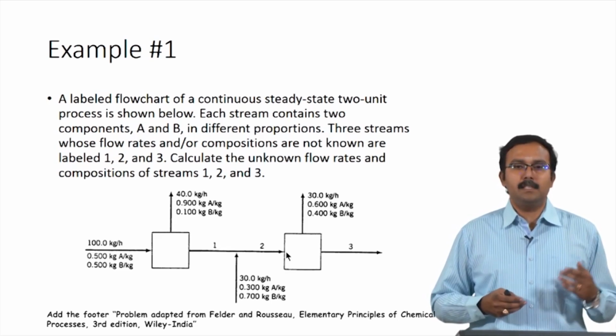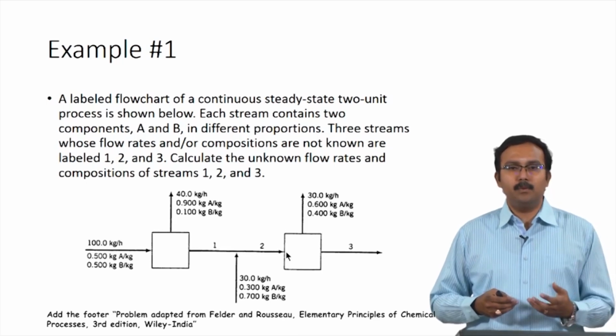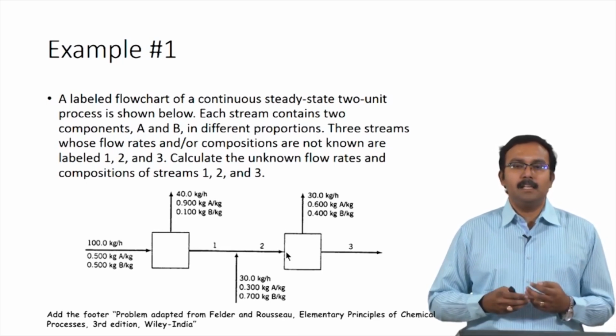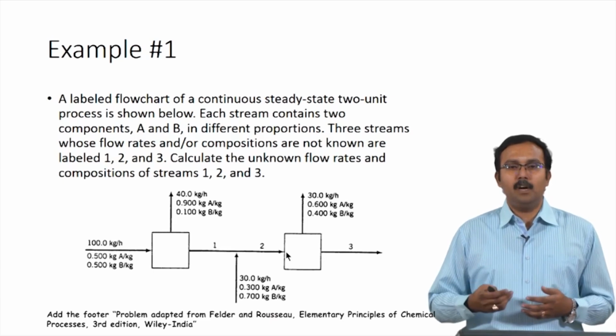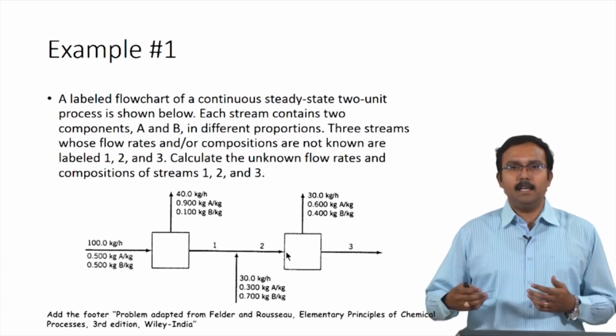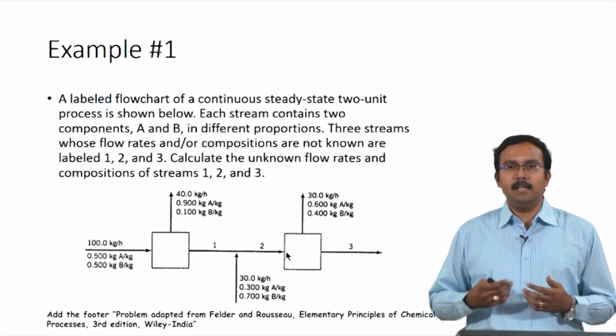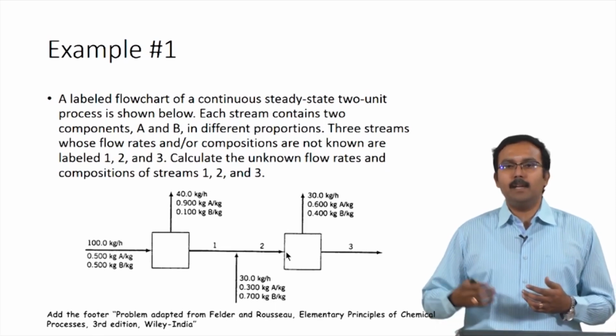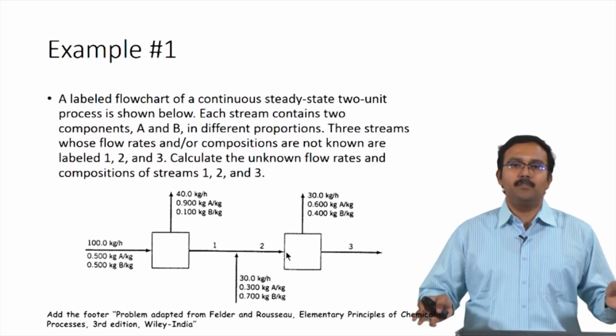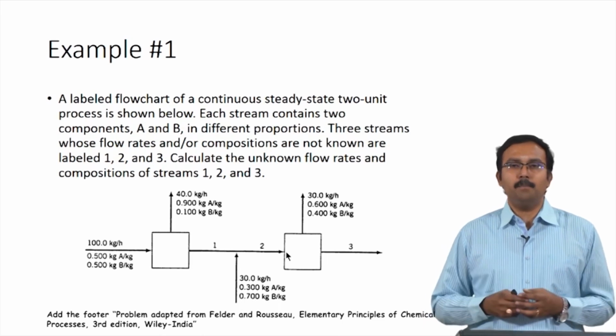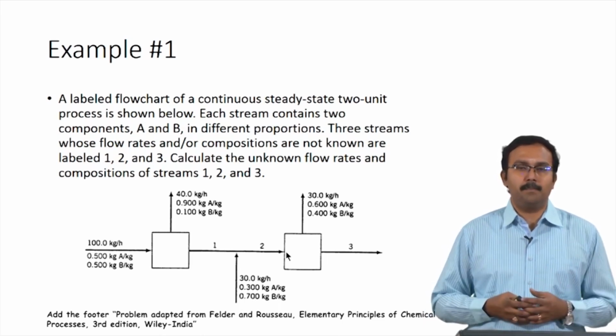Now, this process has one input which enters a particular unit giving 2 outputs, and one of the outputs leaves as a product and the other one gets mixed with another input. So, this mixed input enters the second unit forming 2 different product streams. This is what the process represents.